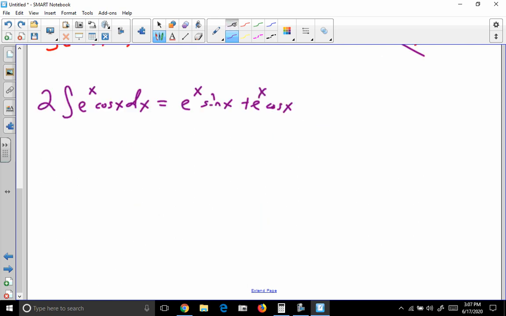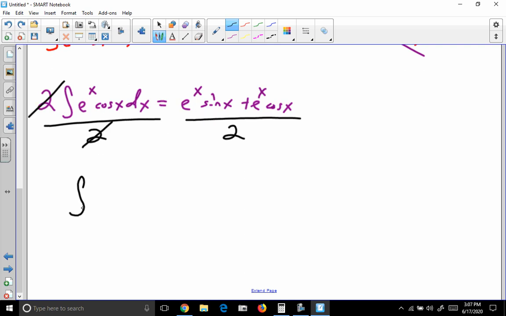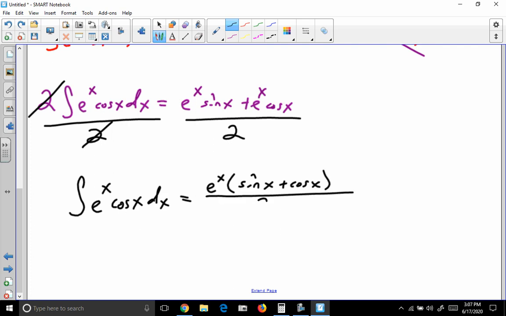Well, if we want to solve and find out what that integral is equal to, we can just divide both sides by 2. So the integral of e to the x cosine x dx, we could write this several ways. We could factor an e to the x out on top and call that e to the x times sine plus cosine, all of that over 2, and then our arbitrary constant plus c.